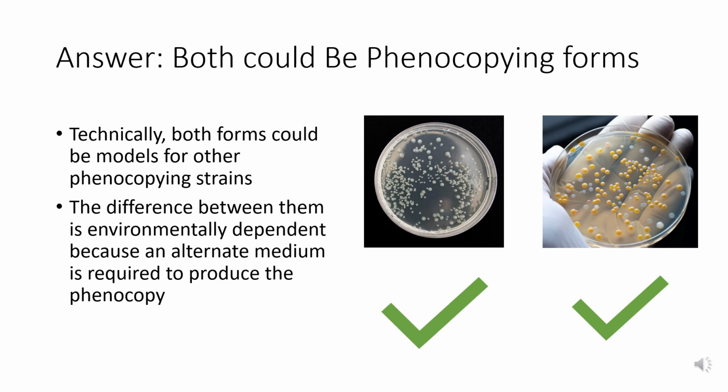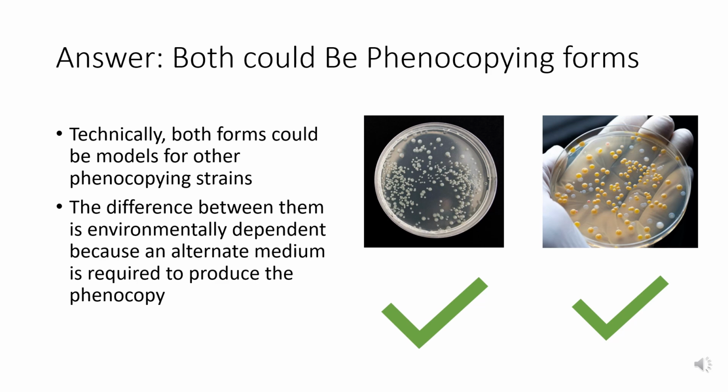This is where phenocopying has its limitations in what exactly phenocopying means. Bacteria strain 1 can be phenocopied to mimic bacteria strain 2, but there might as well be a bacteria strain 3 that can be phenocopying bacteria strain 1. So how do we know what exactly is the right strain? It is all dependent on the environment in which the bacteria grows. The difference between all the bacteria is that they're environmentally dependent, because it is an alternate medium that is required to produce the phenocopy.